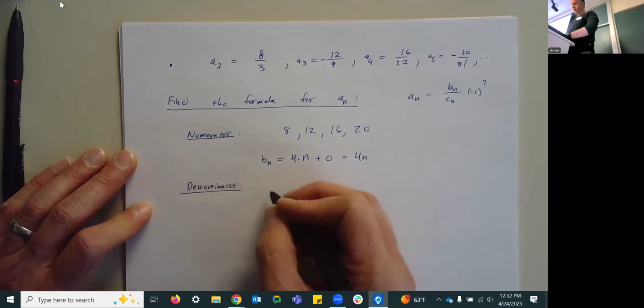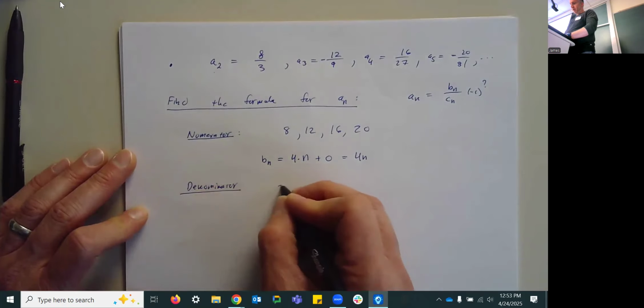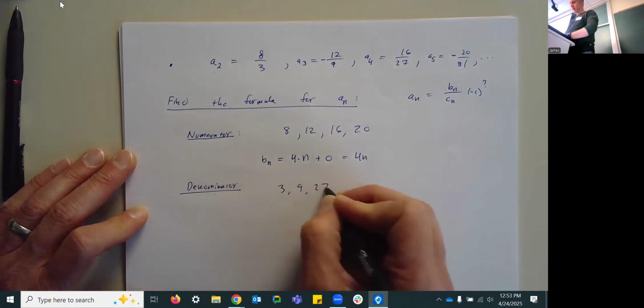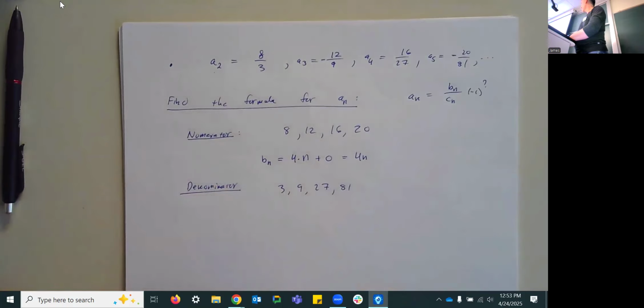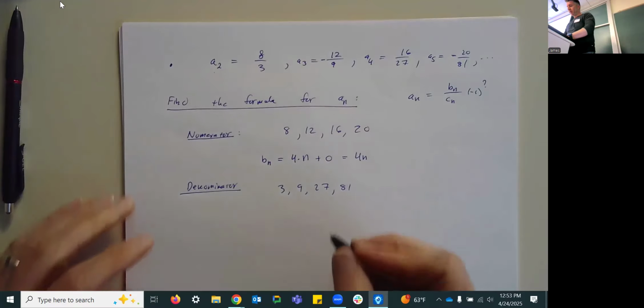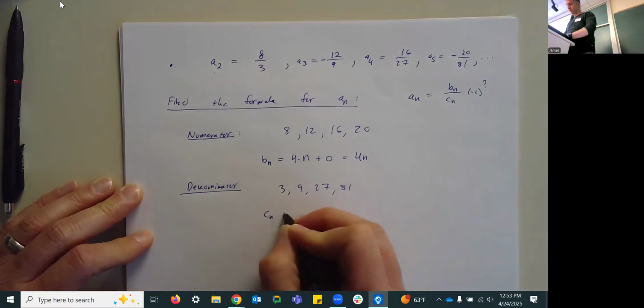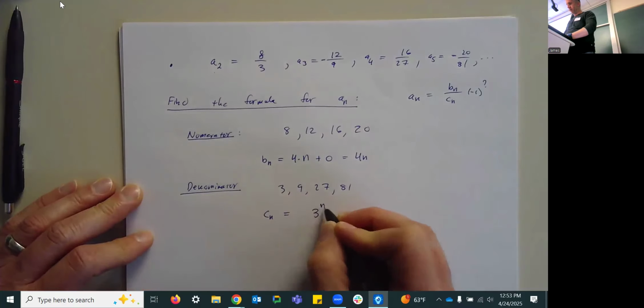So my denominator terms are 3, 9, 27, 81. And to me, it looks like we are multiplying by 3 each time. So here's what I'll say. If you're adding the same thing each time, you get that amount multiplied by n. If you're multiplying by the same thing each time, you get that multiplication factor raised to the nth power. So that means our bottom part is going to look something like 3 to the n.